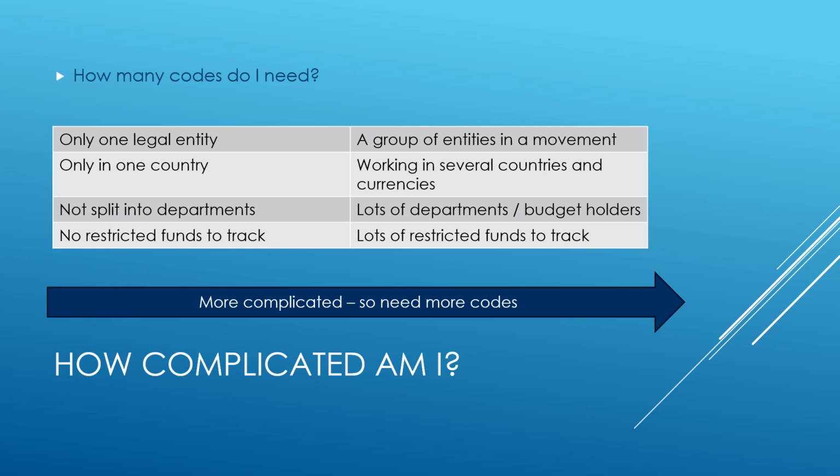If you're only in one country, it's relatively straightforward. If you're looking at different countries and different currencies, you need more codes. If you're not split into departments, nice and easy, great. Lots of departments, you need more codes. You need, so on and so forth.